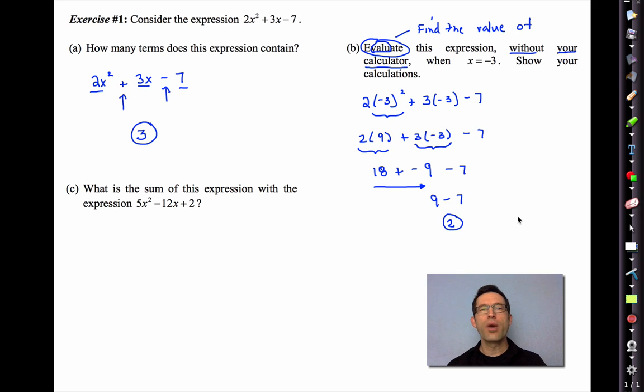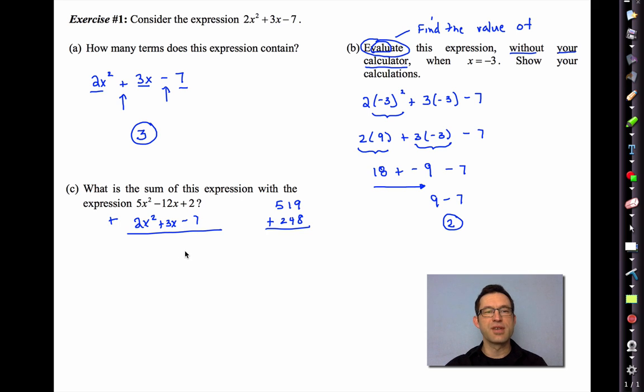All right, well, what I'm going to do is I'm going to write my trinomial 2x squared plus 3x minus 7 immediately underneath this trinomial, because really this is no different than adding two three-digit numbers. Like if I had something like this, I'm going to do it exactly the same way.